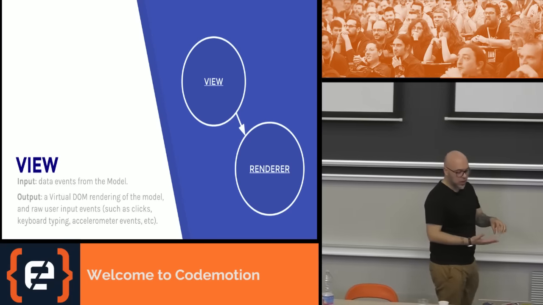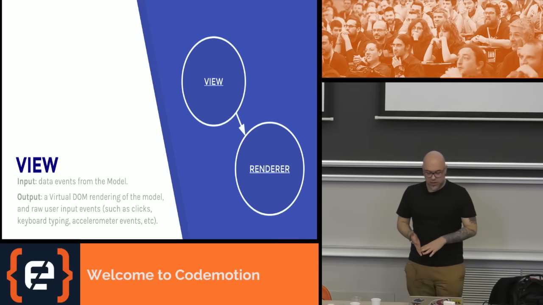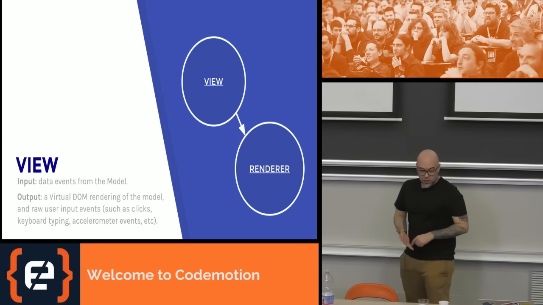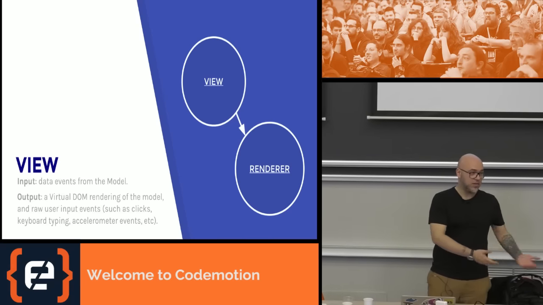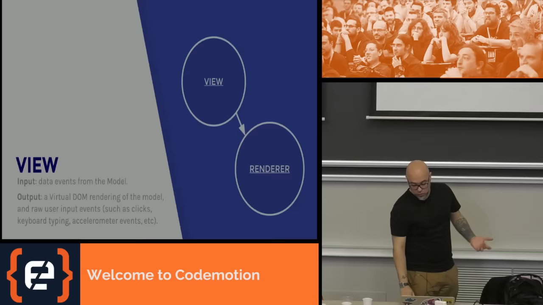So we are talking here about an input that is data events from the model, and there is an output that is a virtual DOM that will be used by the renderer, in this case SnapDOM or React, in order to visualize something.